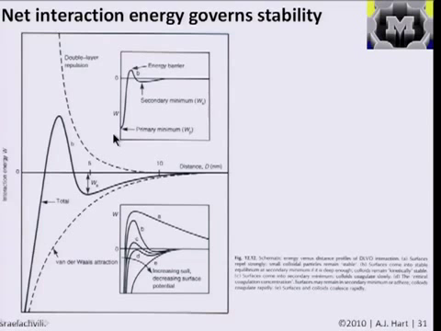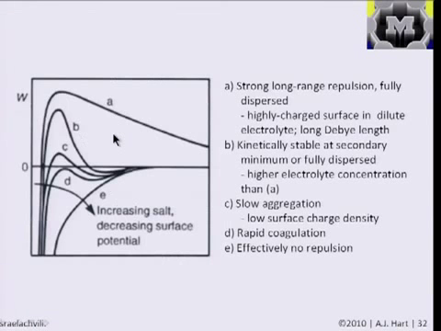And the plot at the bottom shows what happens, for example, as we change the competition between these two types of interactions. So the top case, A, and the bottom case, E, are limiting cases. E is where you have van der Waals attraction and no electrostatic repulsion, for example, no surface potential or very low surface potential. And the top case is where you have, say, no van der Waals forces and electrostatic repulsion.